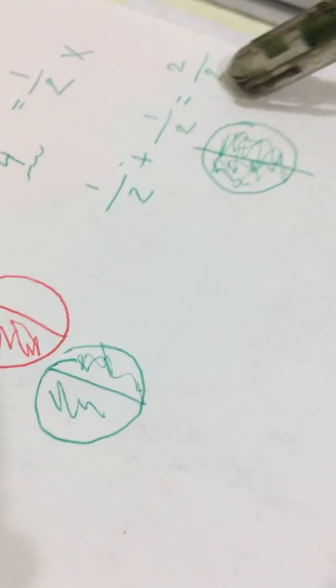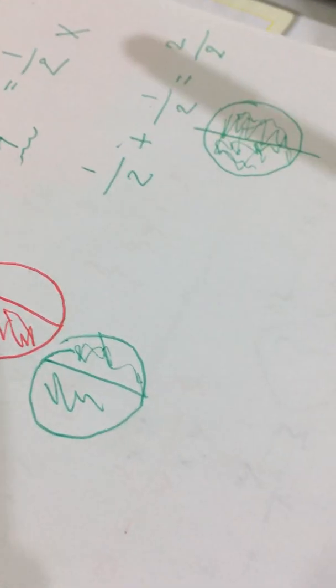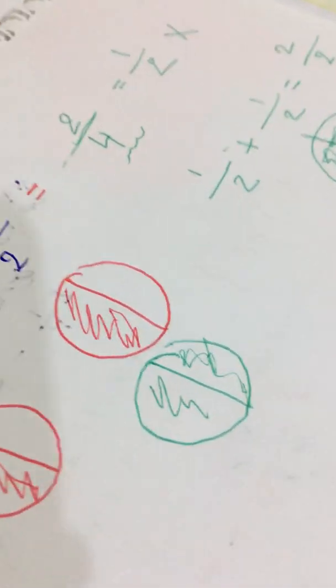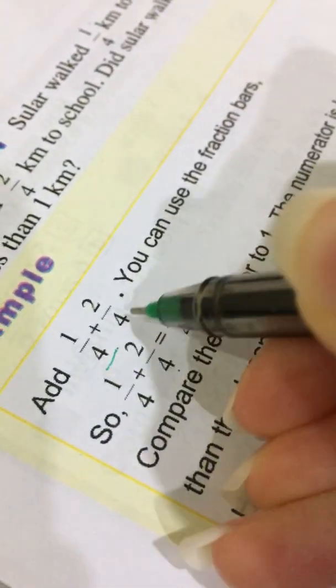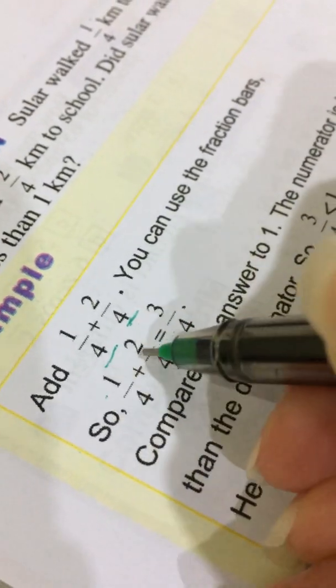1 plus 1 is 2 and we write 2 as it is. Let's see another example. Here we have 1/4 plus 2/4. We have a like denominator. Okay, so we write 1/4 plus 2/4 equal what? 1 plus 2 equal 3, and we keep 4 as it is.